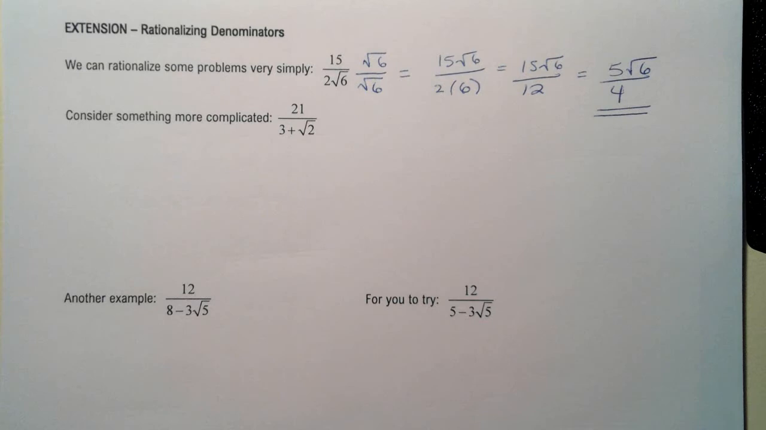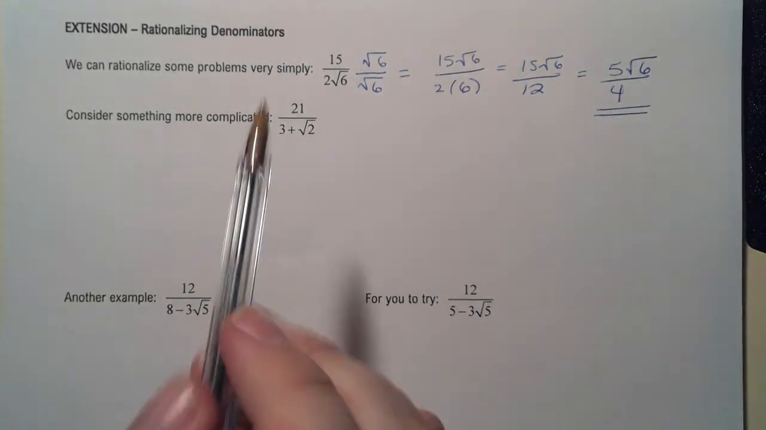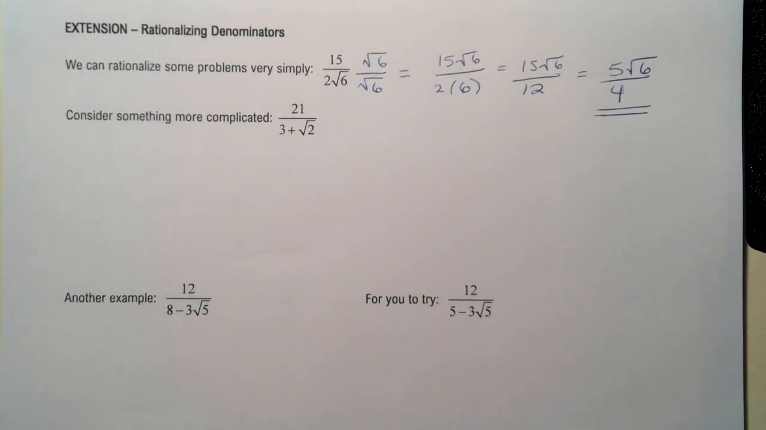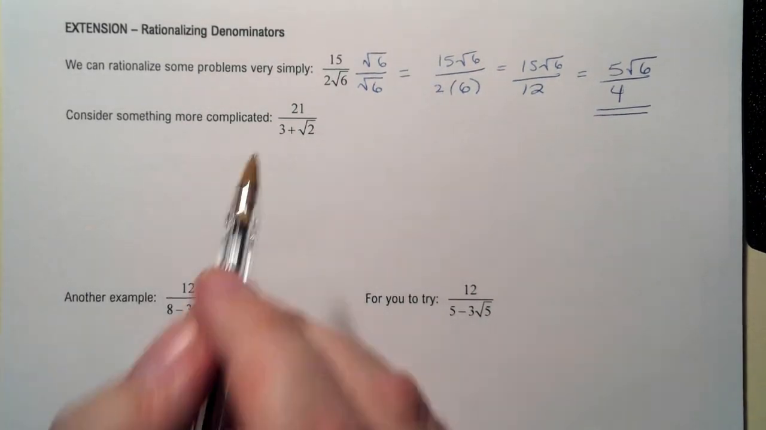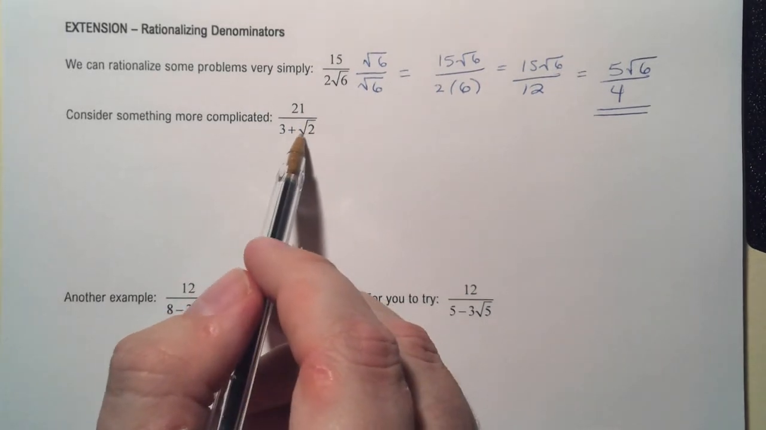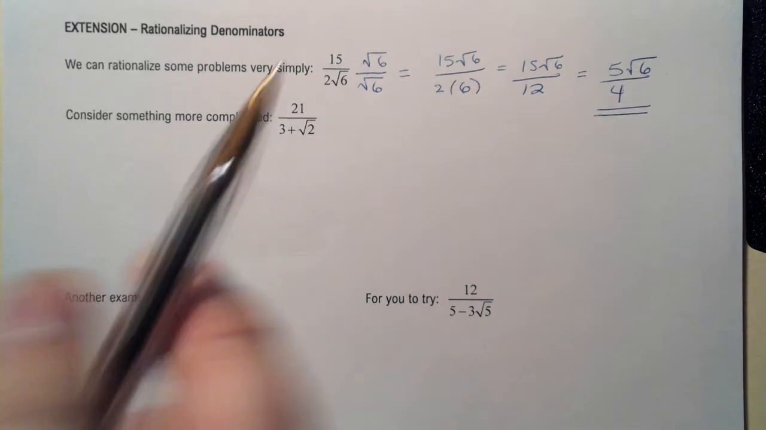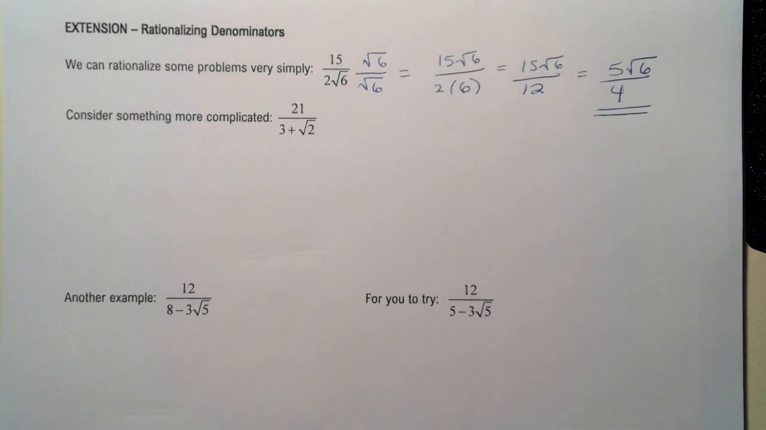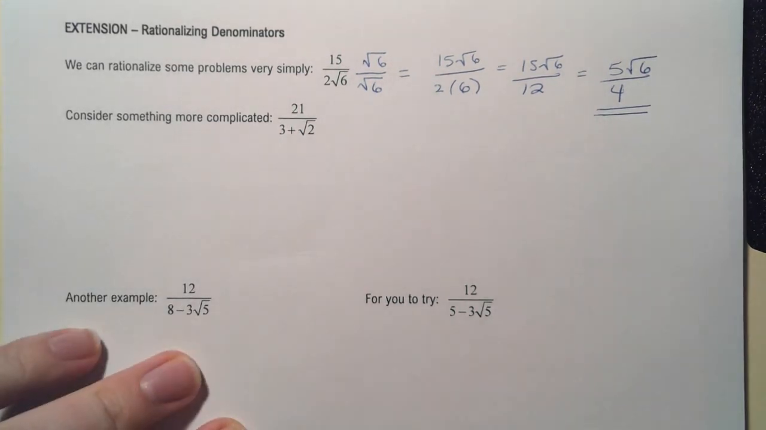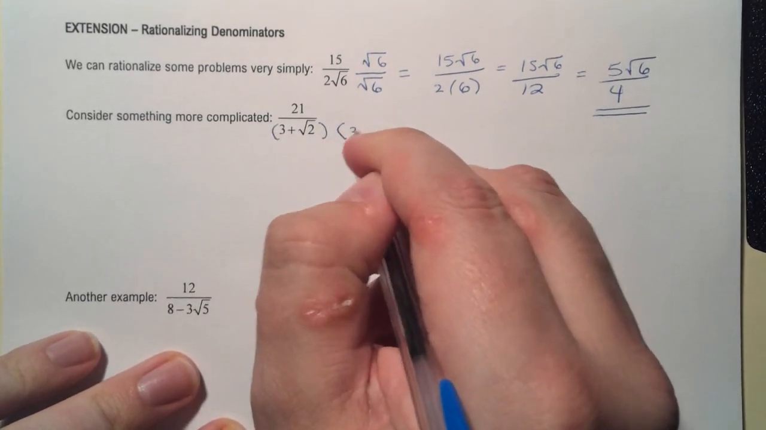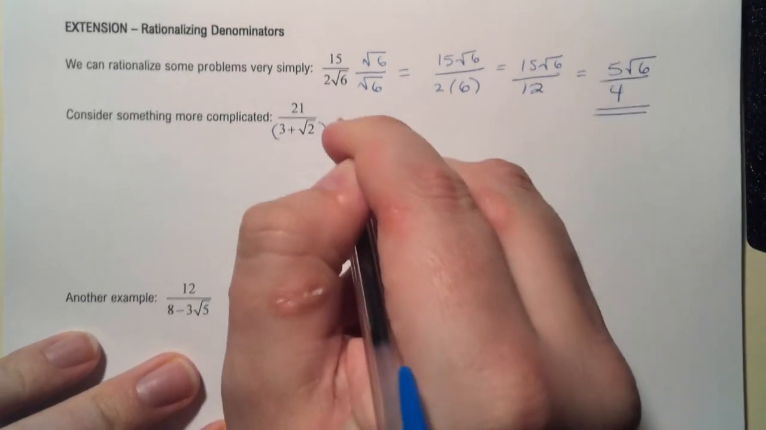That's the simple example. In some cases, I might have something more complicated. Like here I have 21 over 3 plus the square root of 2. I can't just multiply by the square root of 2 here. It won't actually eliminate the radical because I'll have to multiply 3 by the square root of 2, and I'll basically be right where I am right now. So what I can do instead is multiply by the conjugate of this expression.